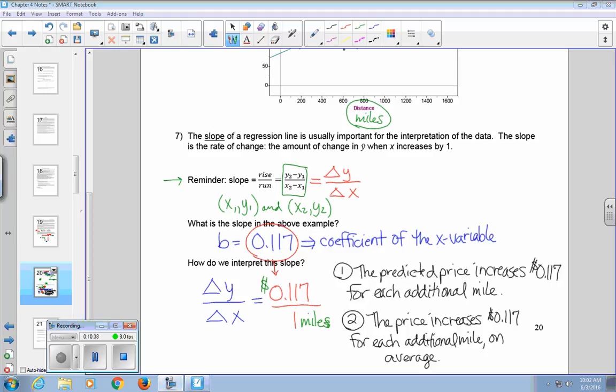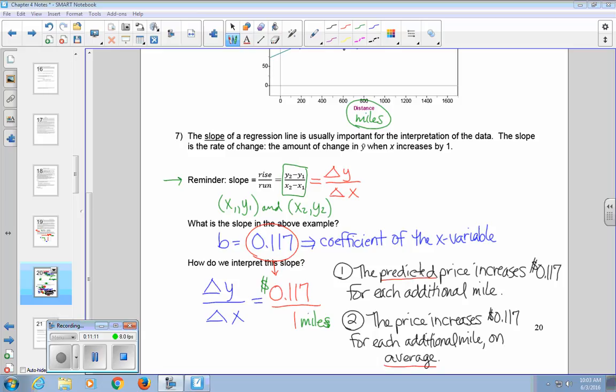All right, so again, those two interpretations. Notice that the first one has the word "predicted" in it, and it's a reminder that this is from the model, so it's talking about how the predicted prices are changing. So the predicted price increases $0.117 for each additional mile. It's not guaranteeing that the actual prices are going to go up that amount for each additional mile. The second one handles it in a slightly different way to remind us that it's for the model. So the price increases $0.117 for each additional mile on average.